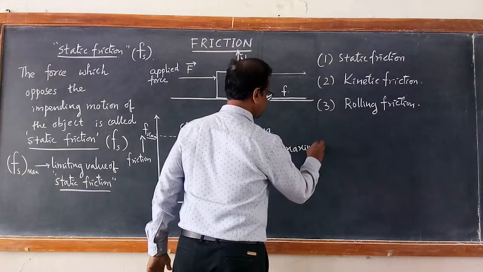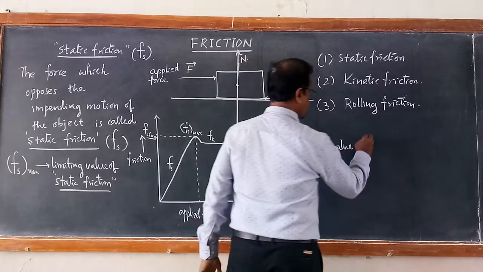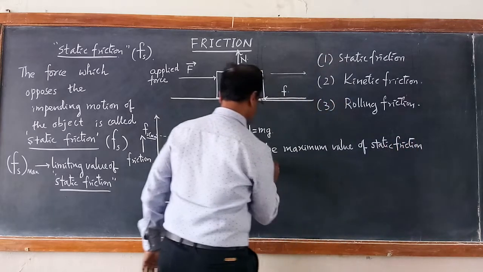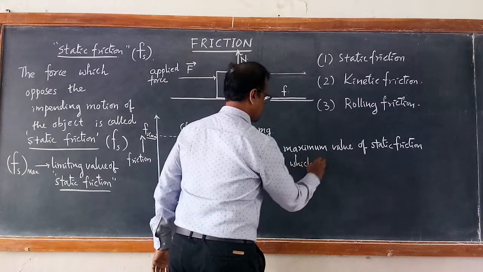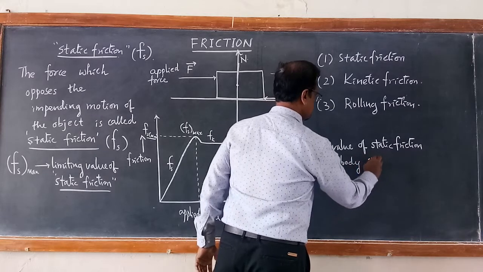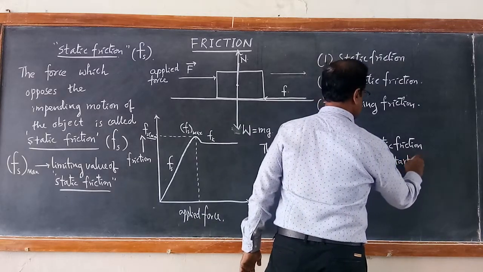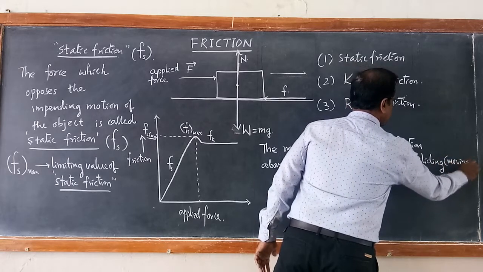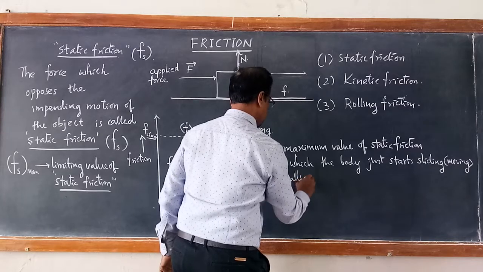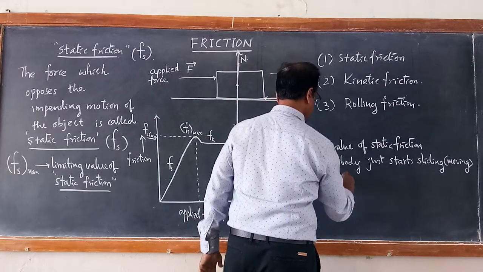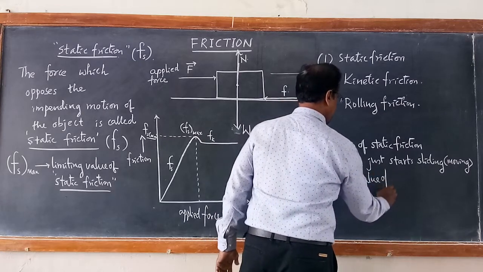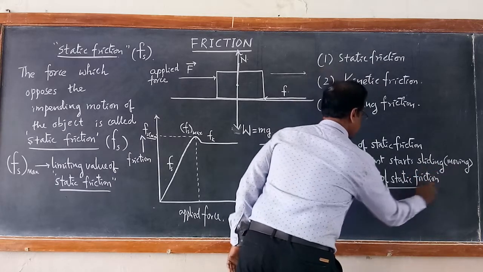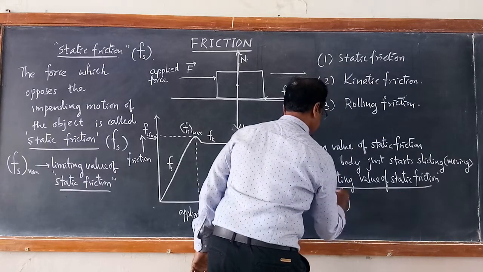The maximum value of static friction or applied force above which the body just starts moving or sliding is called the limiting value of static friction, which is denoted by, as I have written already, Fs max.